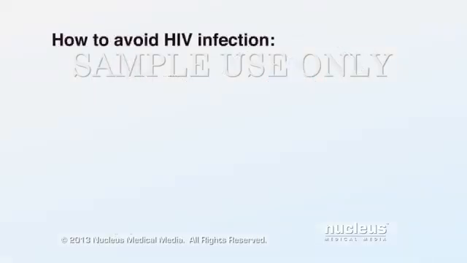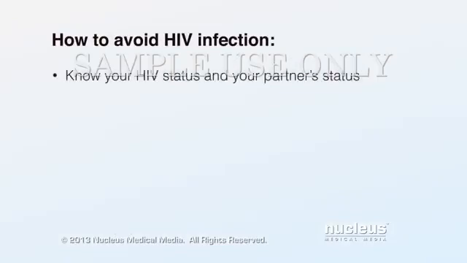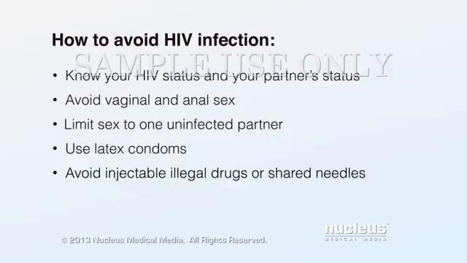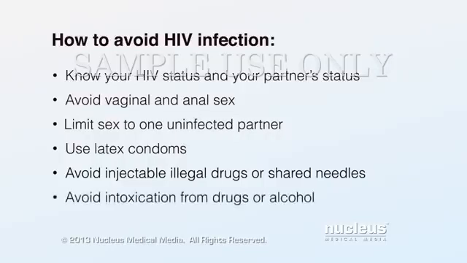To avoid getting or spreading an HIV infection, know your HIV status and your partner's status by getting tested regularly. The most effective way to prevent HIV infection is to avoid vaginal and anal sex. When engaging in sexual activity, you will be less likely to contract HIV if you only have sex with one uninfected partner or use latex condoms for protection. Avoid using injectable illegal drugs or sharing drug needles because the needles may have the virus on them. Avoid intoxication from drugs or alcohol because you will be more likely to engage in unsafe sexual behavior.